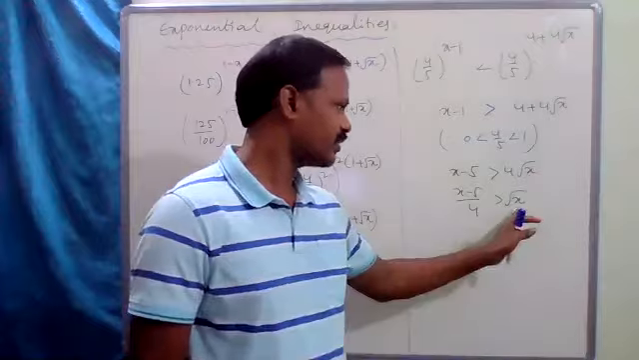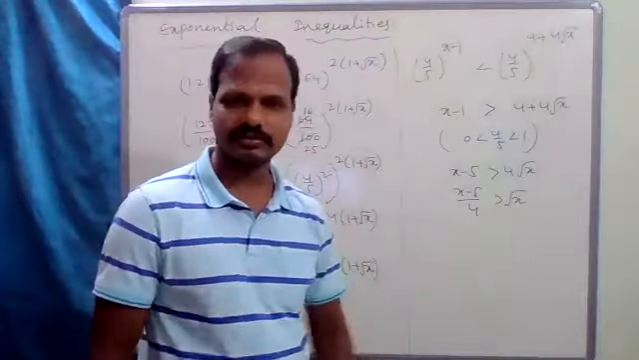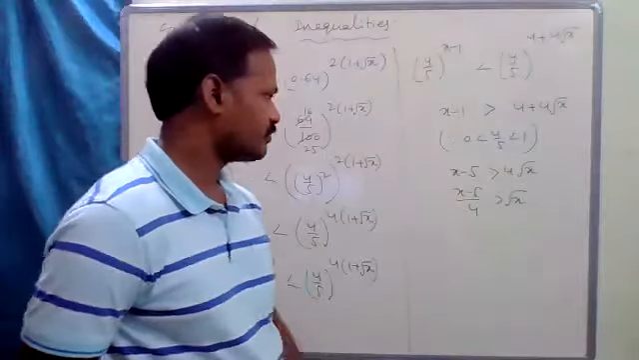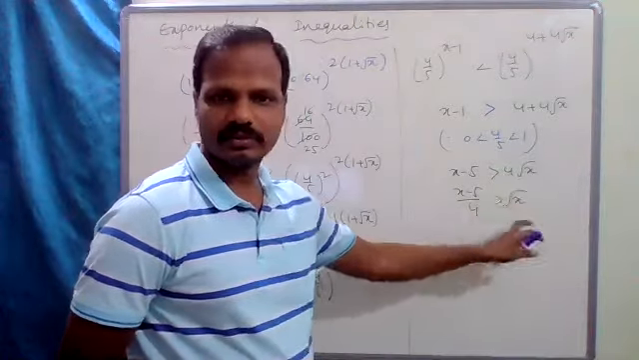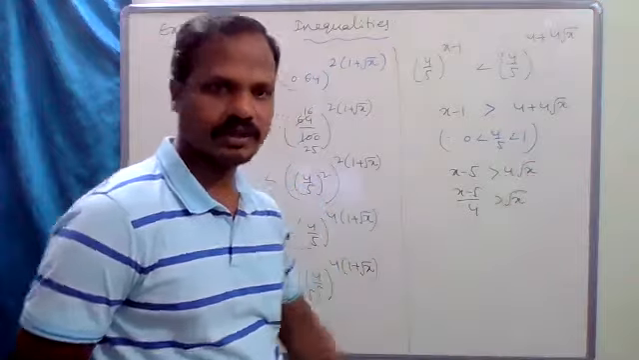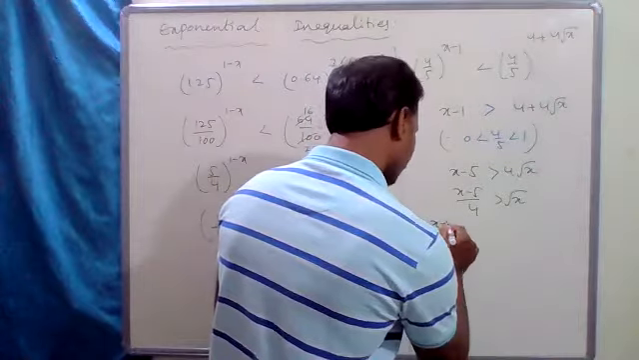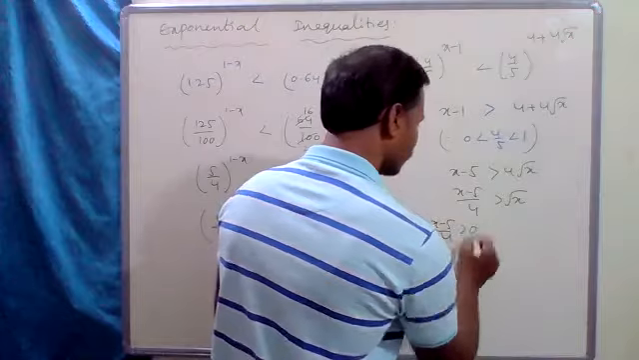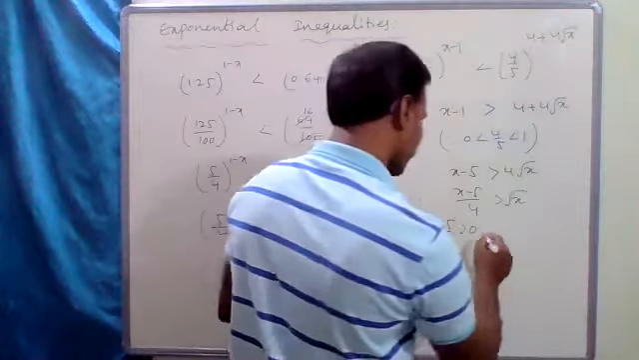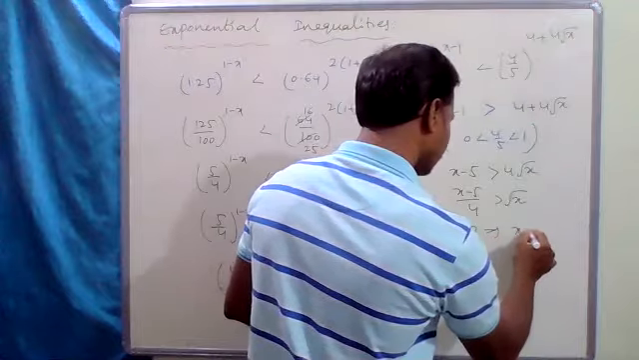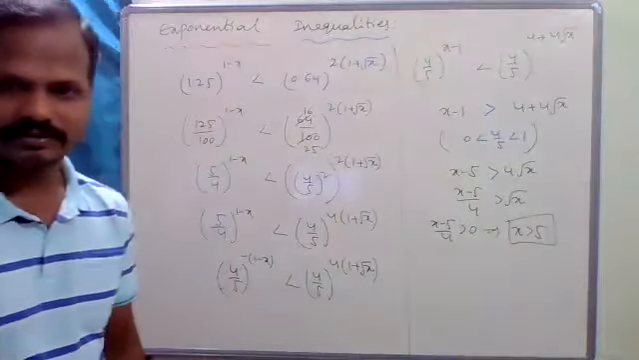You can take root x as t also, no problem. Anyway, now this is positive. We have to take this root as positive. So if this root is positive, x minus 5 by 4 is greater than 0, since root x is positive. So this implies x greater than 5.